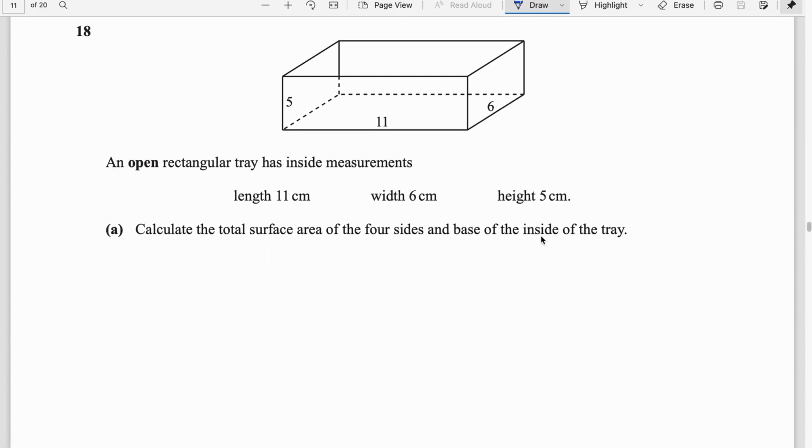Question number 18. An open rectangular tray has inside measurements 11, 6, and 5. Calculate the total surface area of the four sides and the base of the inside of the tray. So this side is height 5 into base 6, and these are 2 times, so into 2. Then the next one is this height at the back. Height is 5, base is 11. 5 into 11, these are again 2 times.